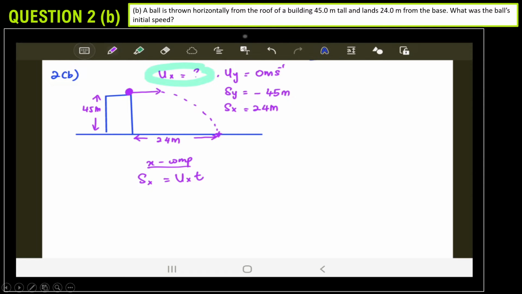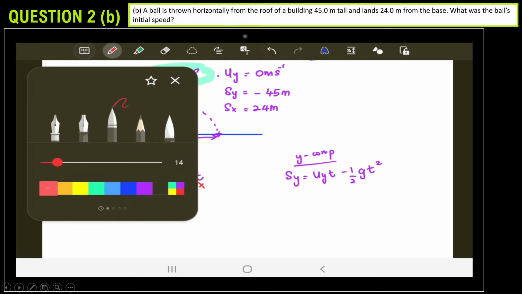Okay, here we do have Sx. We want to find Ux, but we don't have t. So now, where can we find t? It's from the y component. Why? Since we have the value of Uy here equal to 0, and Sy is negative 45.